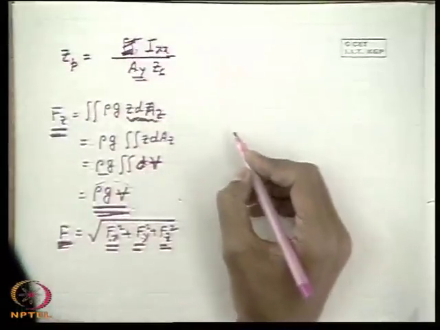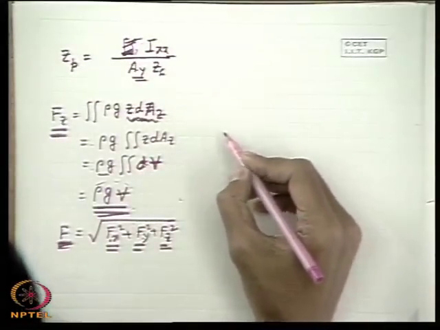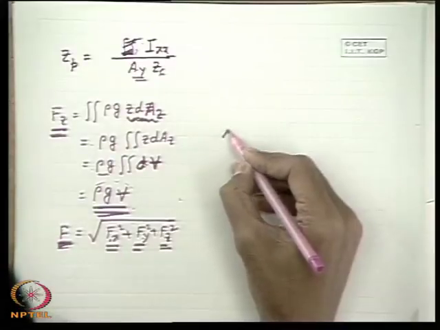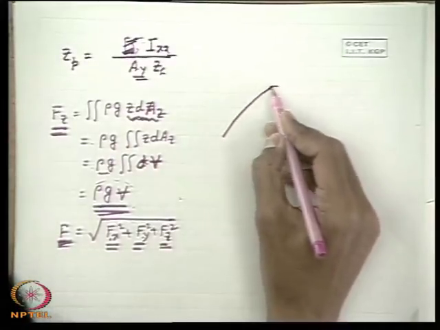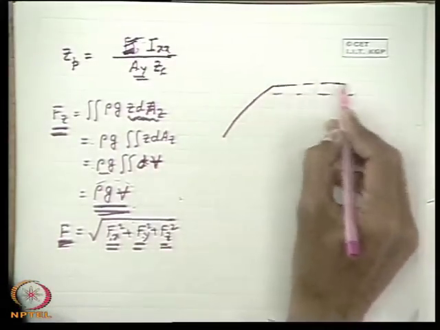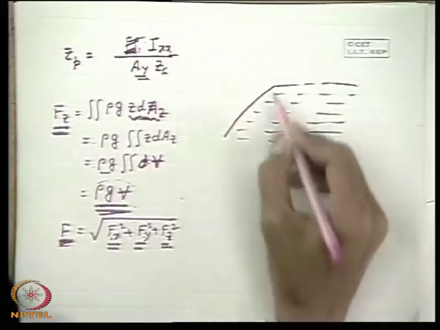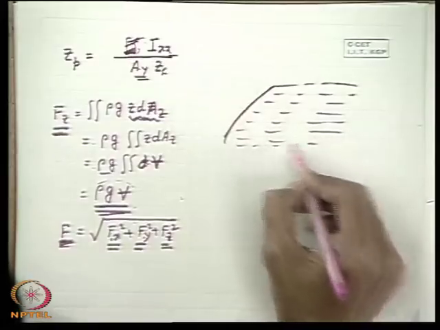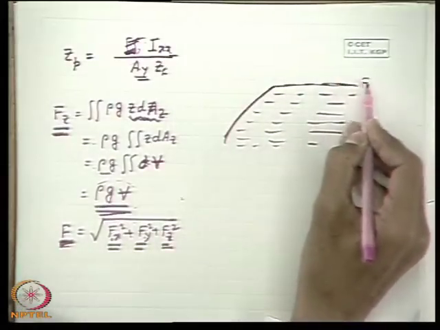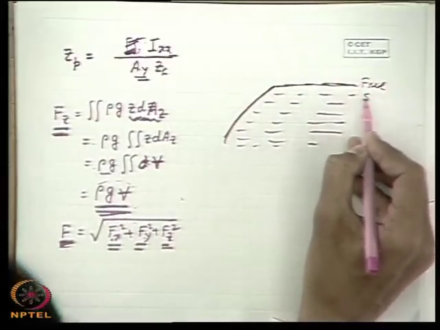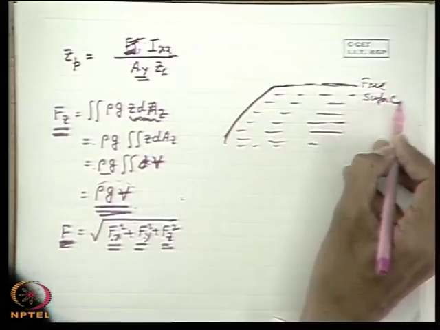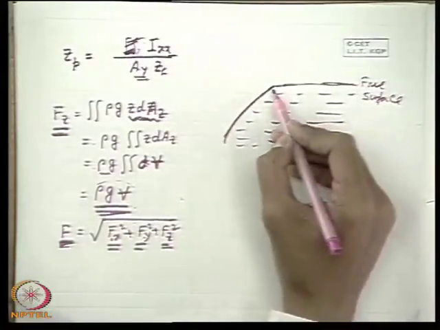Now, a few things I must tell you. This is all about the pressure forces on a curved surface. There may be some situations where the free surface may not be defined properly. For example, in a expanse of water, there is a gate, a curved gate or surface like that. Now, this is the free surface which may not be extended in this direction. Now, what happens?